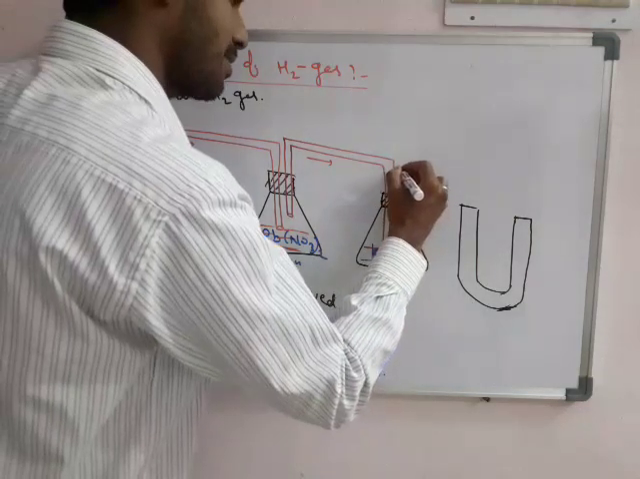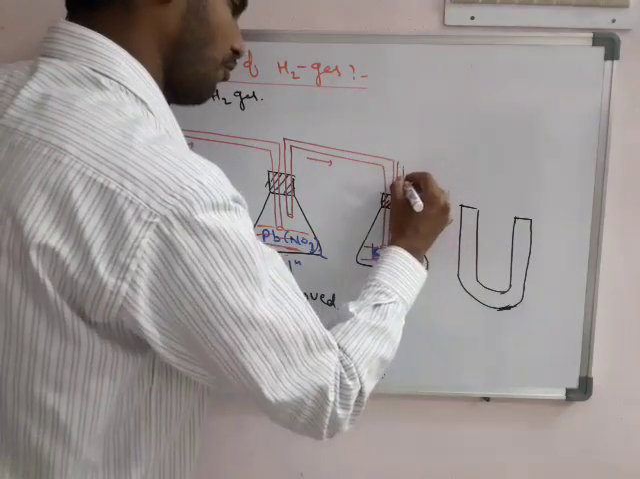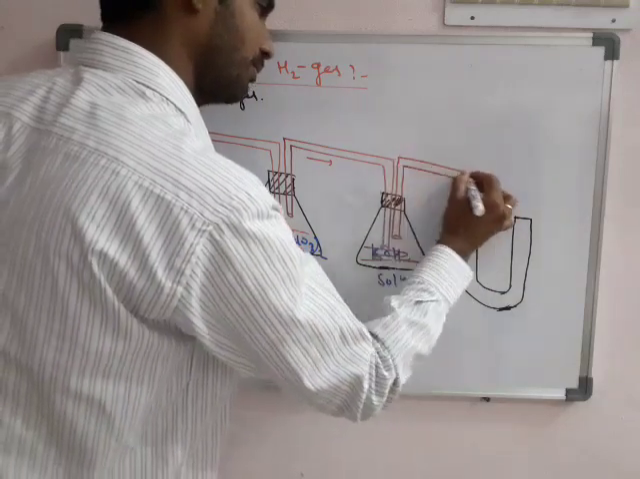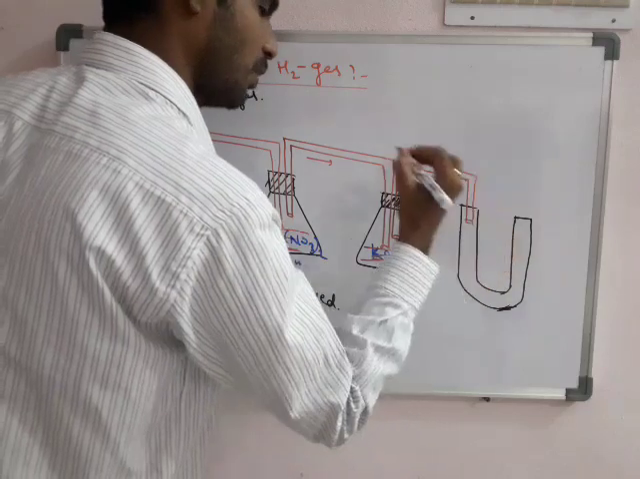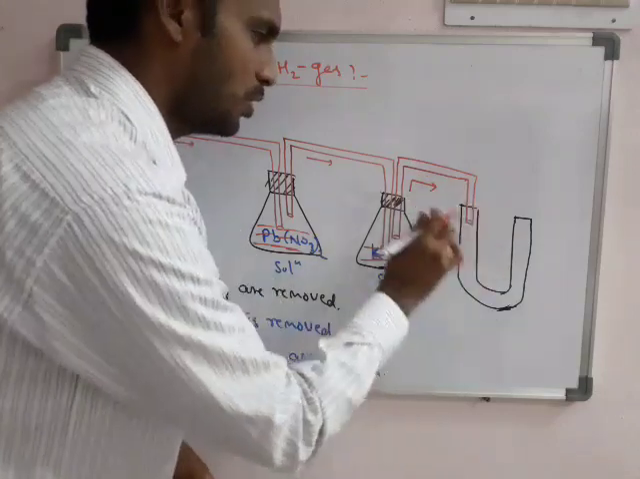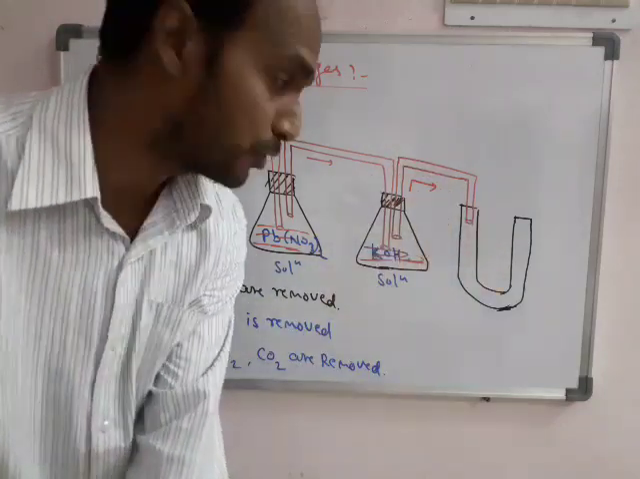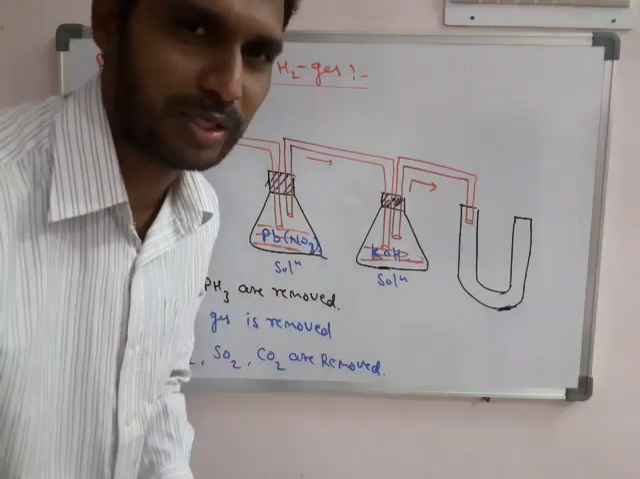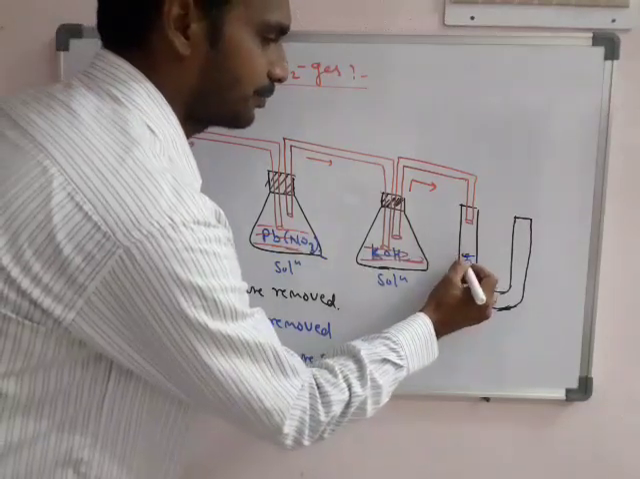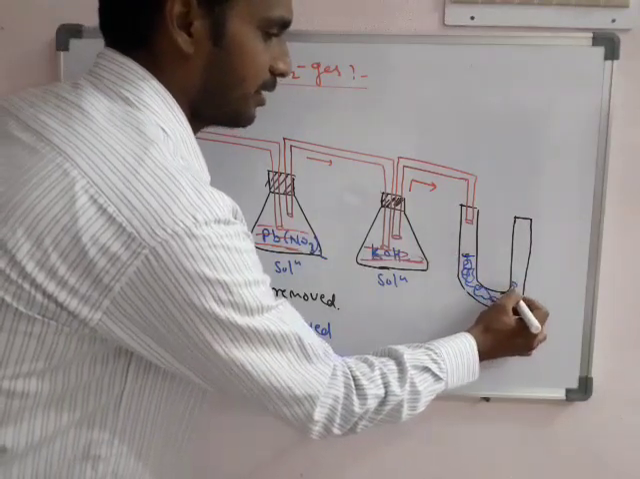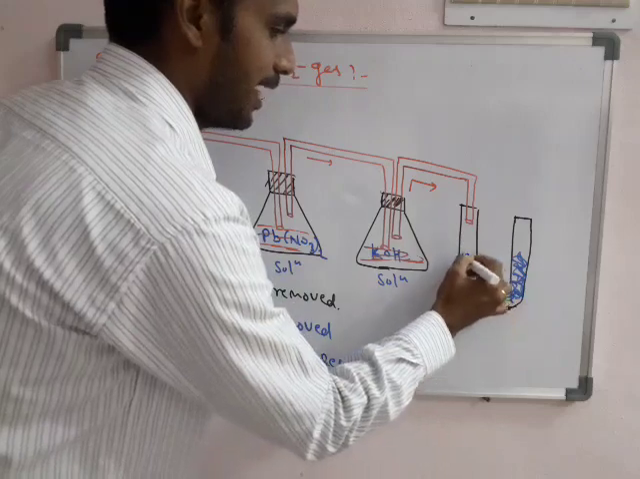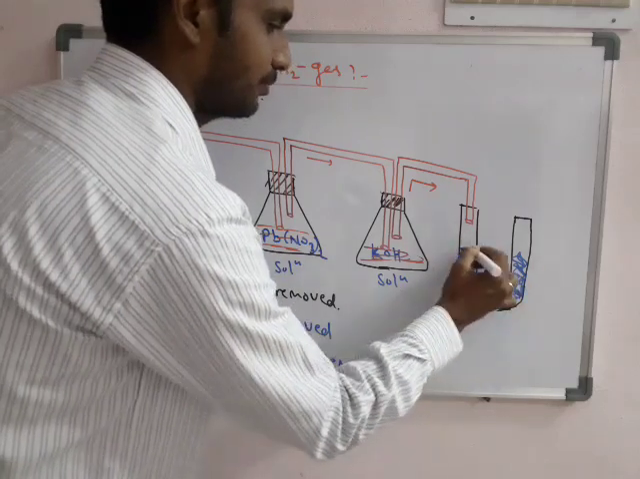So this H2 gas again goes into a tube which is connected to a U-shaped tube. What is the purpose of the U-shaped tube? Not a U-tube; this is a U-shaped glass tube. It is totally filled with calcium chloride. Okay, crystals of calcium chloride. It is not a solution, it is crystals of calcium chloride.